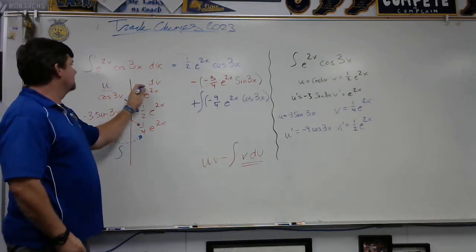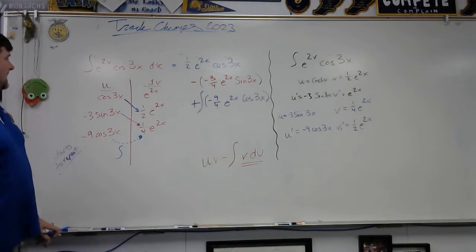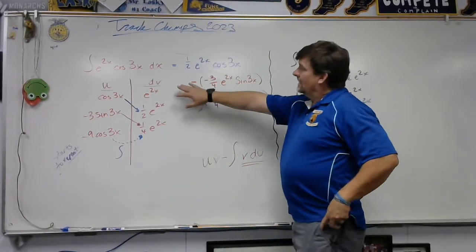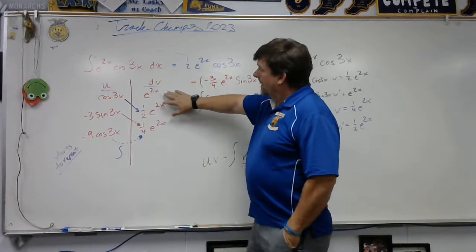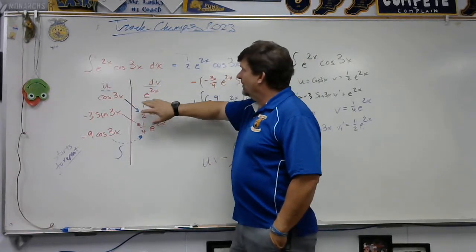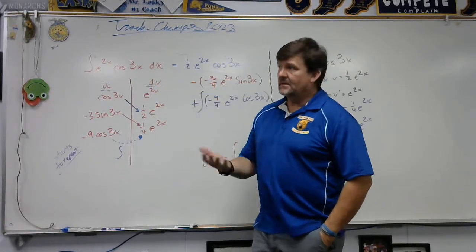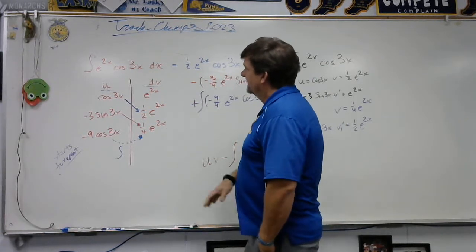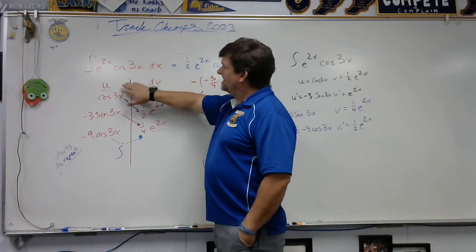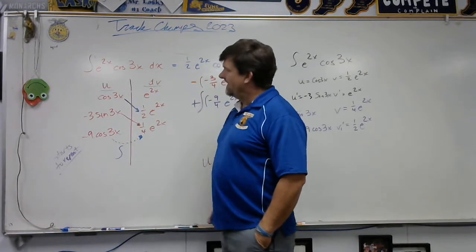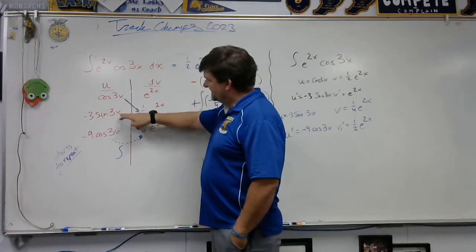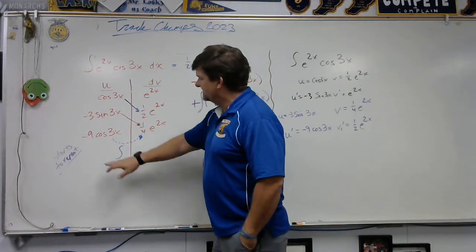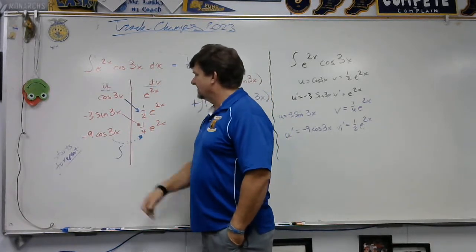So this is u and this is dv, okay? And so we take our original here, we assign that as the derivative of v, and then we take integrals going backwards. We assign cosine as u, we take our derivatives going forwards this way. And so we get cosine 3x, negative sine 3x, and then negative 9 cosine 3x.